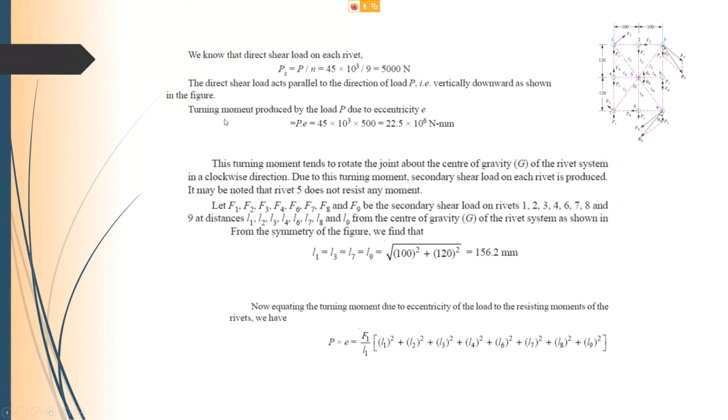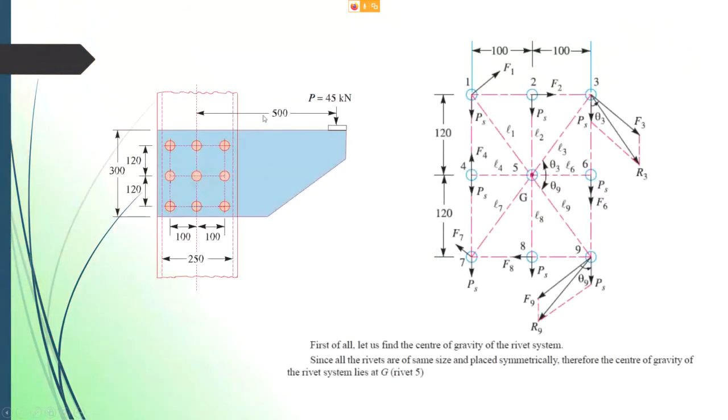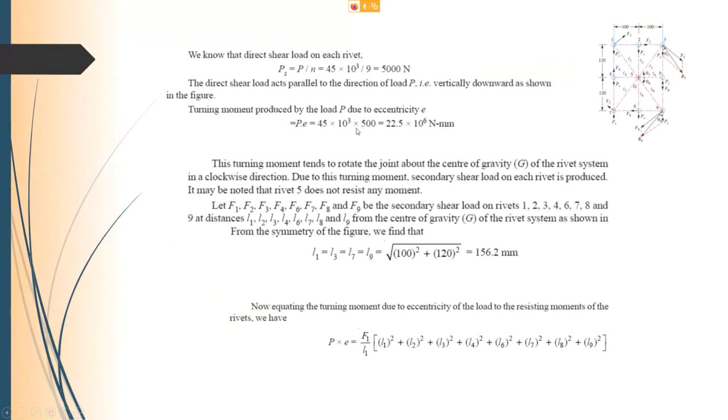And then you find the turning moment produced by the load P due to the eccentricity E. So you have P, 45, multiplied by the eccentricity E. The eccentricity is 500 mm. All dimensions here are in millimeters. So this is 500 mm. You can convert it to meters or remain in mm, up to you. So you have 45 kilonewton times 500, and you get the turning moment of 22.5 times 10 to the power of 6 Newton millimeter.